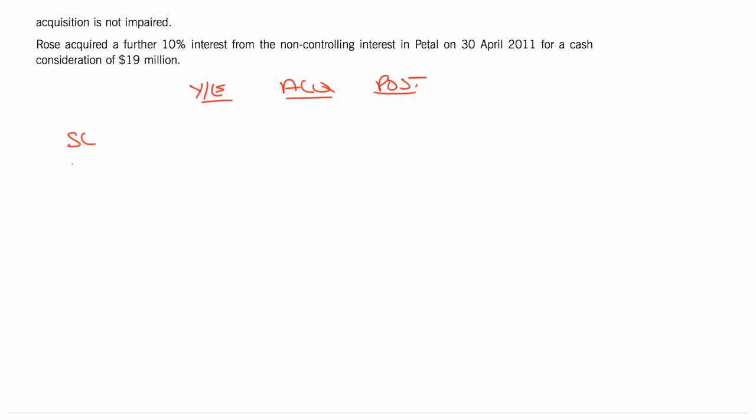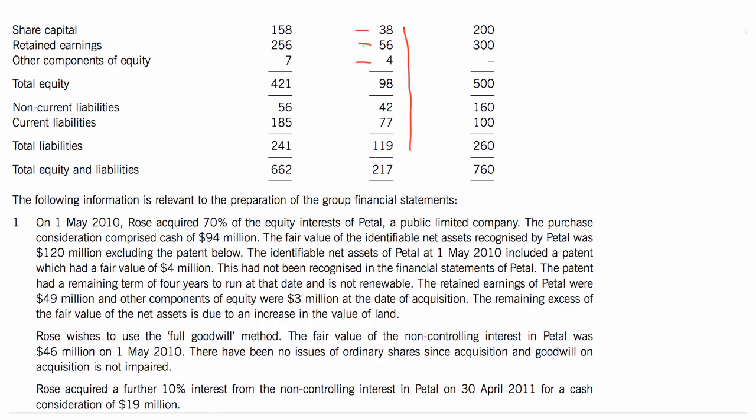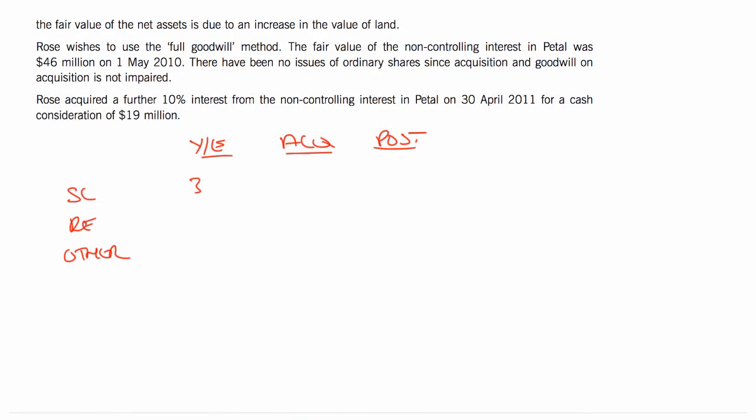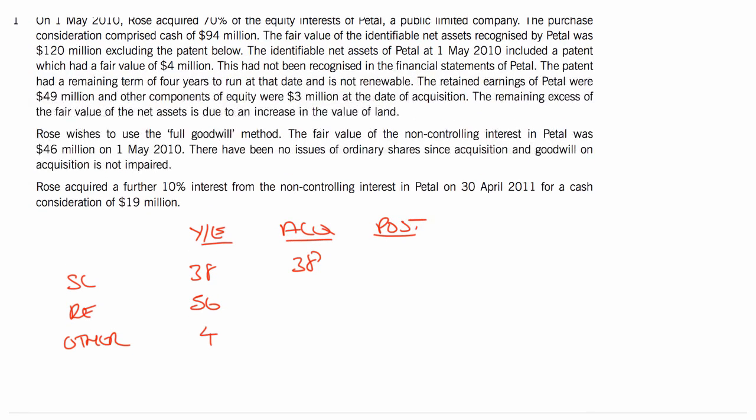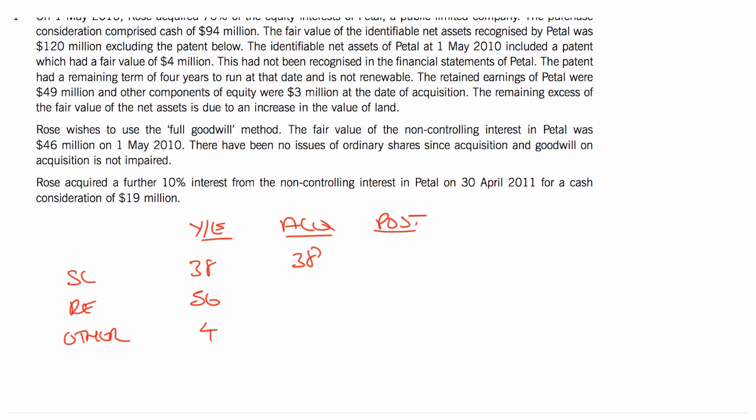Share capital, retained earnings, and other. Whatever goes into S's equity goes in here. So we just pop them in, 38, 56 and 4. I presume that at acquisition it's the same. And then I need to go hunting down the at acquisition for this company from this note. Here we go, the retained earnings were 49 and other were 3. So 49 and 3, 7 and 1. So far, so jolly well good.